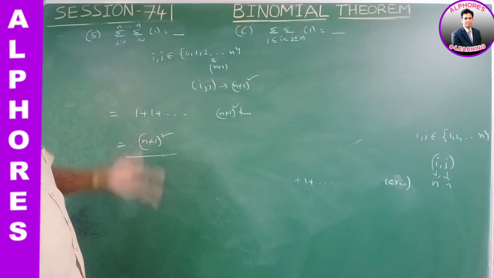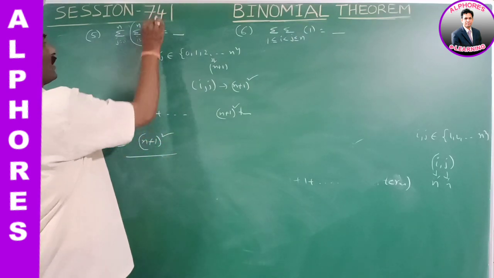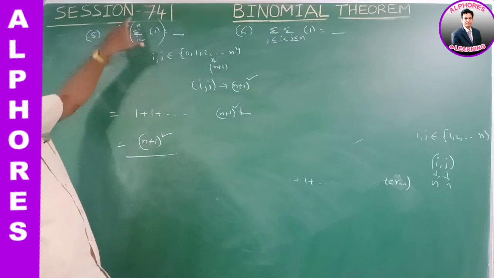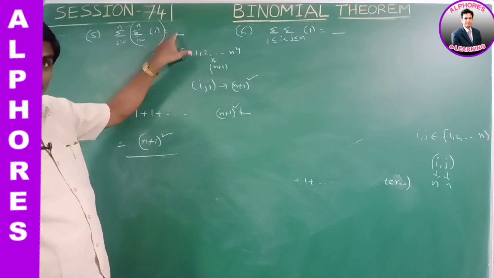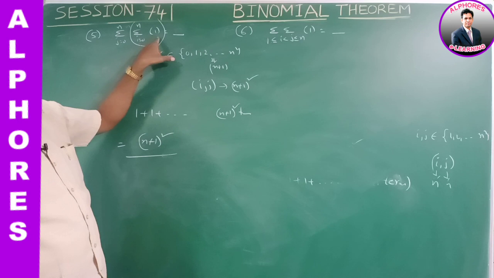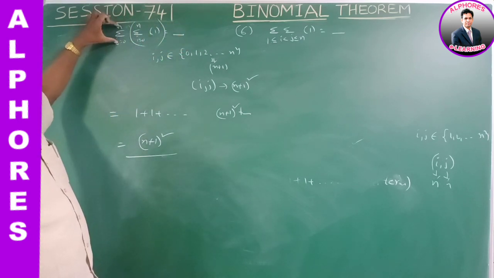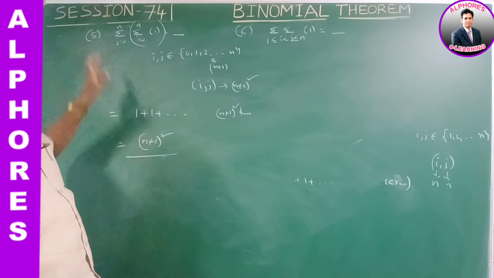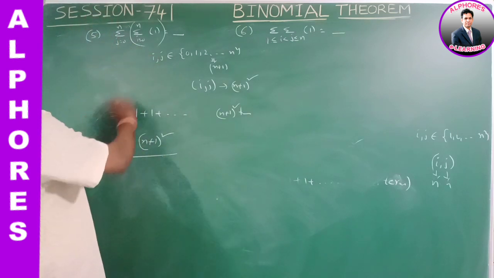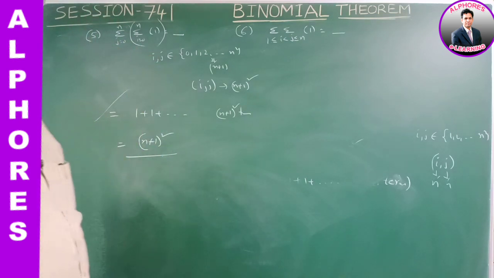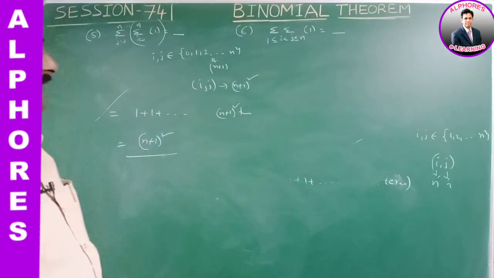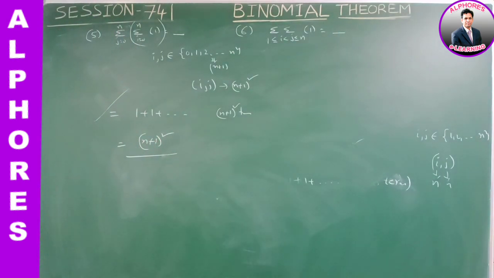Okay, or another method, by expanding this value. First expand this value: i equals 0 to n means 1 plus 1 plus 1 plus so on, n plus 1 terms, sigma of n plus 1. Again, n plus 1 plus n plus 1 plus, how many times? Again n plus 1 times. So n plus 1 into n plus 1, n plus 1 whole square, both are the same. It is an easy method. Please note that value. The answer is n plus 1 whole square.